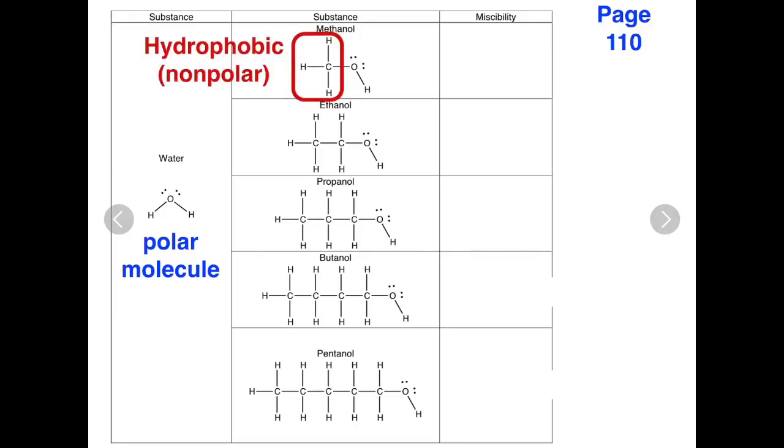So methanol contains two parts. The first part would be hydrophobic, which is the non-polar part because it contains carbon and hydrogen. Carbon and hydrogen are non-polar bonds, right? And the other part would be the hydrophilic, which is the polar part because the carbon-oxygen and oxygen-hydrogen bonds are polar. So in this molecule, the overall dipole moment would go toward oxygen because nothing will be able to cancel that. Therefore, the methanol molecule is polar, so it's going to be able to dissolve in water. So we say that methanol is miscible in water.